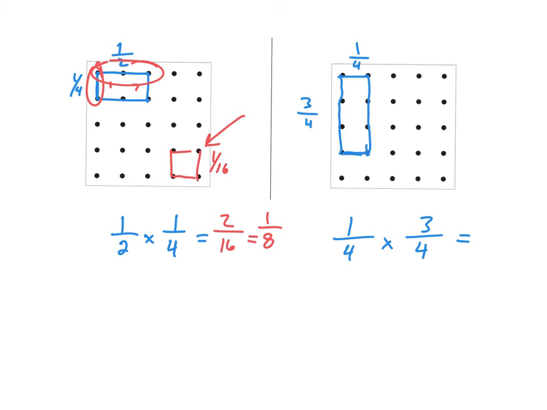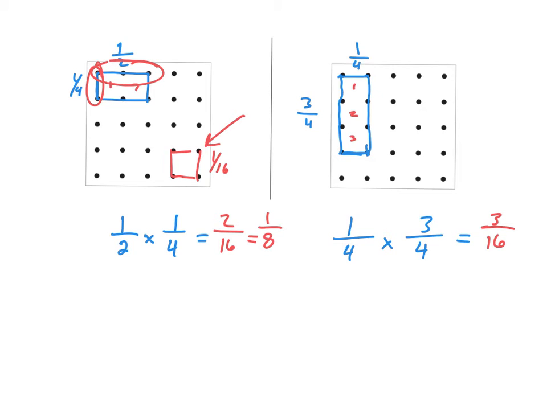Going back to the same model of 16ths, I got 1, 2, 3/16. Can I simplify that? Nah, 3 and 16 don't have anything in common except 1, so that doesn't help me out. All right, and as I take a look at this, this is a model, so this is a picture of why this is working.